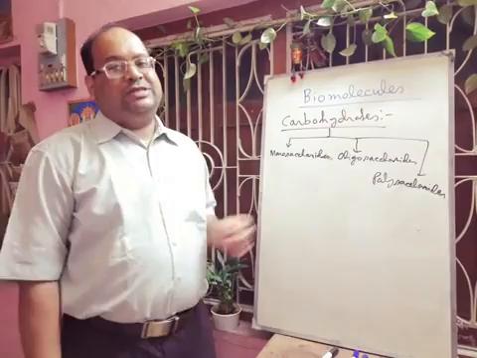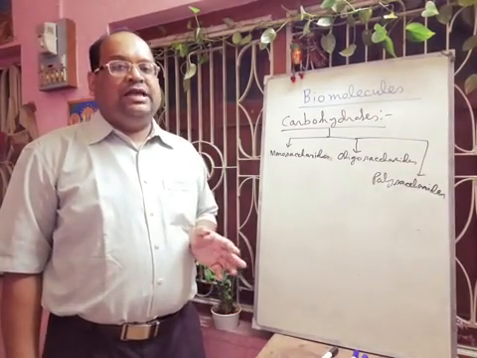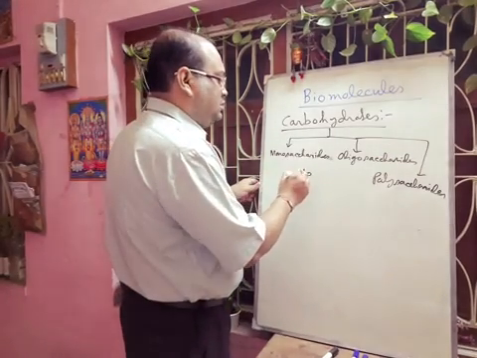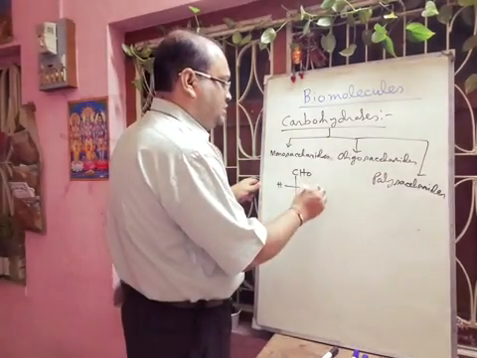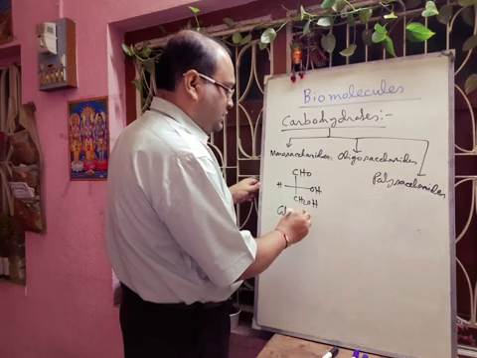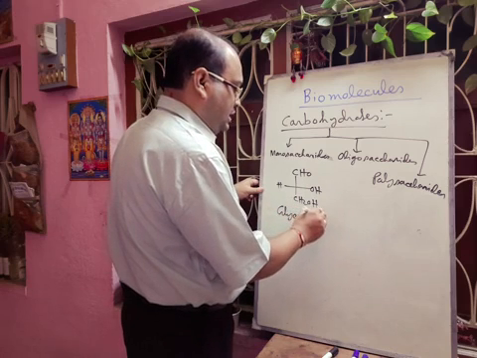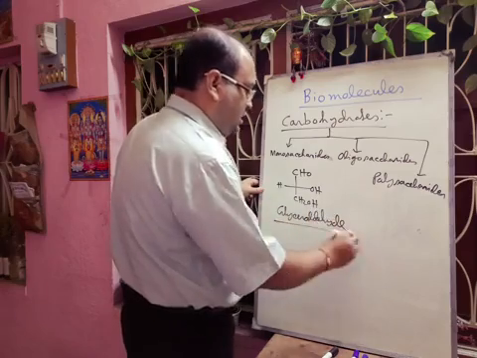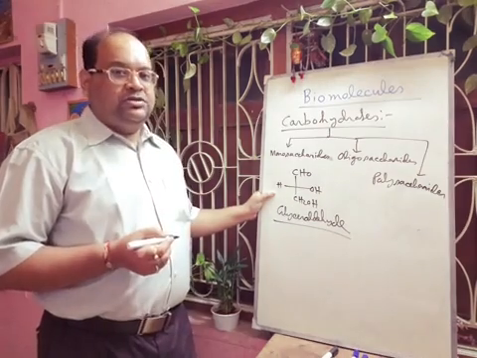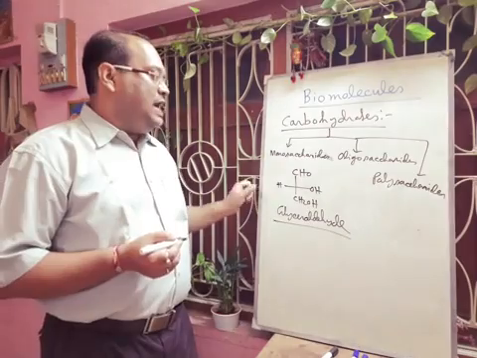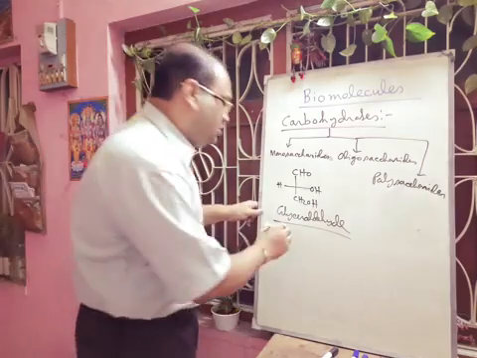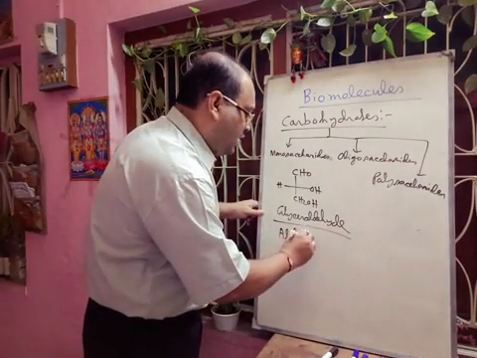They are called monosaccharides. Suppose we think about glyceraldehyde. Glyceraldehyde structure will be like this: CHO, CHOH and CH2OH. This is glyceraldehyde, a monosaccharide. This carbohydrate is also called aldotriose. Why? The aldehyde group is there, that is called aldo, and three carbon atoms are there, that is called triose. So this is also called aldotriose.